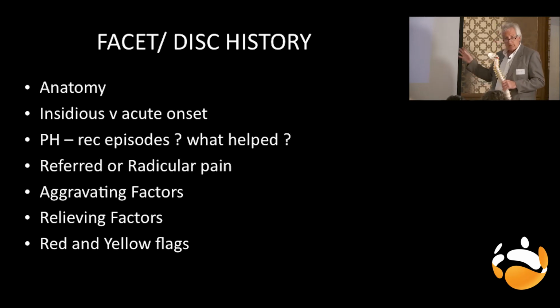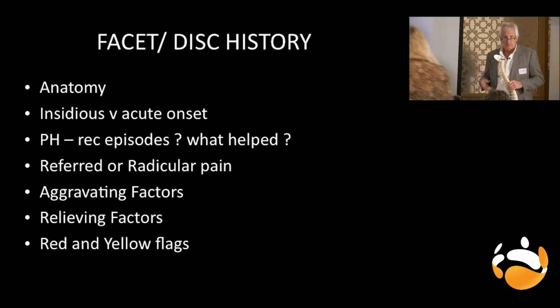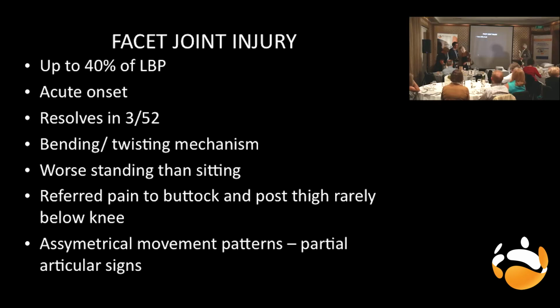Relieving factors, red and yellow flags. So we've gone through red flags. Yellow flags, of course, Work Cover and TAC and so on. Are there any incentives for people not to get better? Certainly, there have been studies which have shown the fact the earlier you do MRI scans in some of these industrial problems, the worse their prognosis is. So facet joint problems are up to about 40% of low back pain.